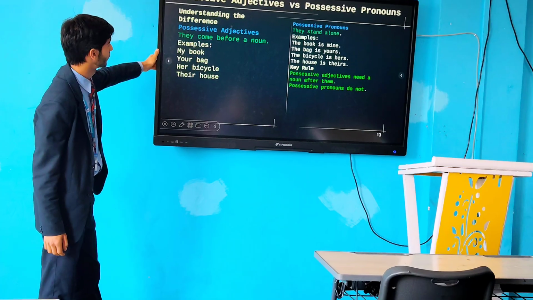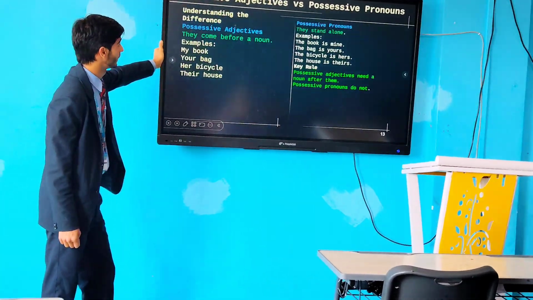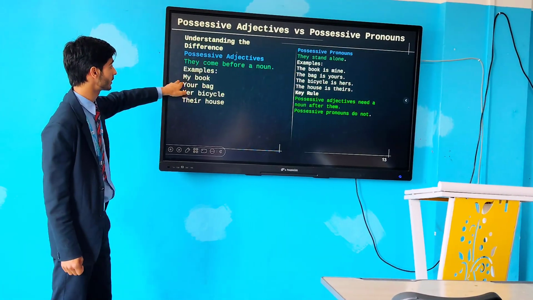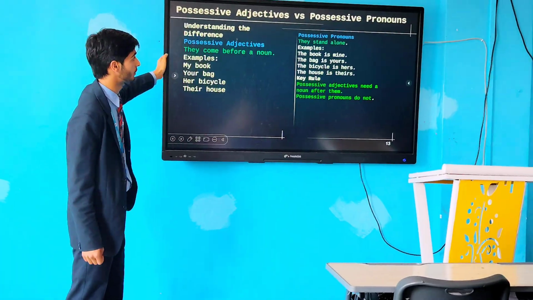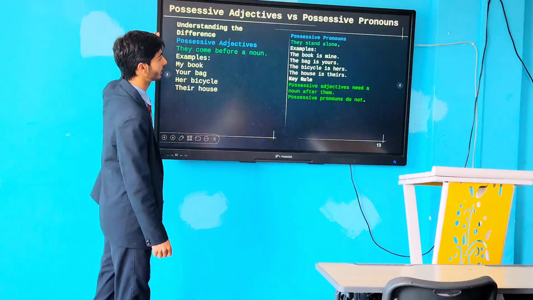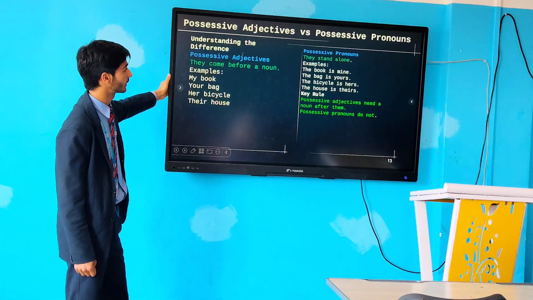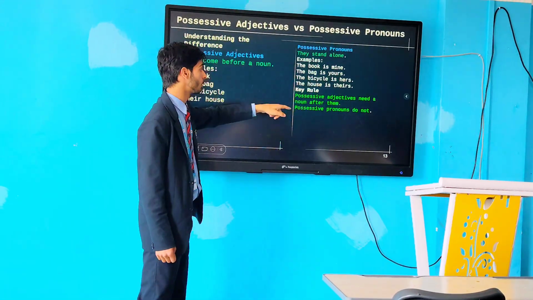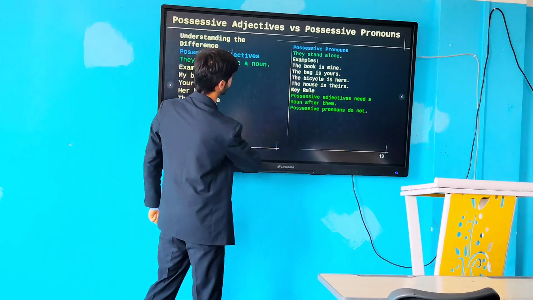Now, after that, possessive adjectives versus possessive pronouns. Understanding the difference: possessive adjectives come before a noun. Examples: my book, your bag, her bicycle, their house. Possessive pronouns stand alone. The book is mine, the bag is yours, and the bicycle is hers. The house is theirs. Possessive adjectives need a noun after them, and possessive pronouns do not.